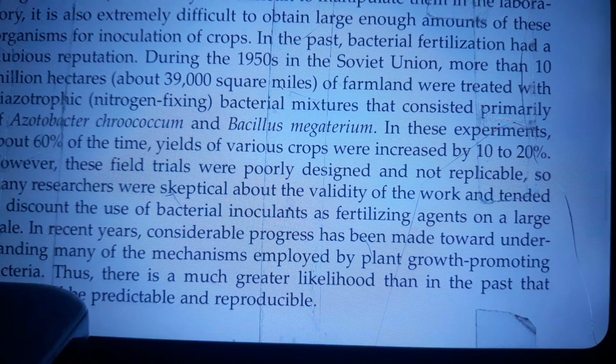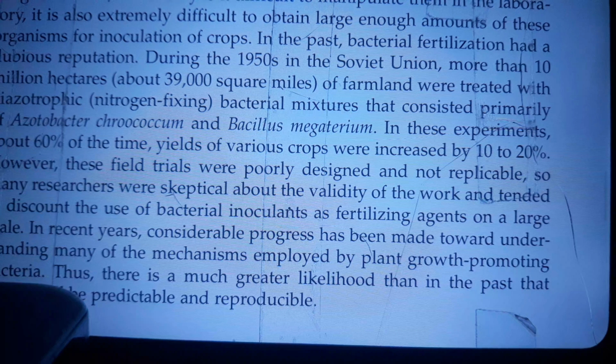In the past, bacterial fertilization had a dubious reputation. During the 1950s in the Soviet Union, more than 10 million hectares, about 39,000 square miles of farmland, were treated with diazotrophic nitrogen-fixing bacterial mixtures that consisted primarily of Azotobacter, Cruococcum, and Bacillus megaterium. In these experiments, about 60% of the time, yields of various crops were increased by 10 to 20%.